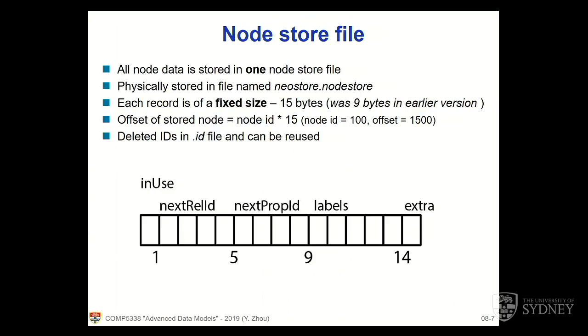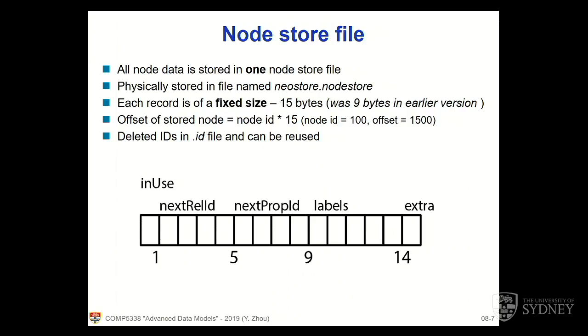So that's the main file for Node. It also has a few accessory files to store other important metadata. Like there's a file which stores deleted IDs. If you create a node, and then after some time you delete it, it means this ID is not in use and can be reused later on. So it has a file to store all these deleted IDs.